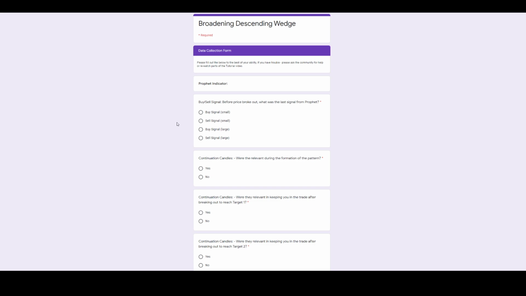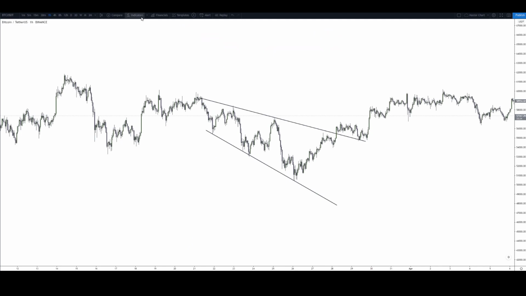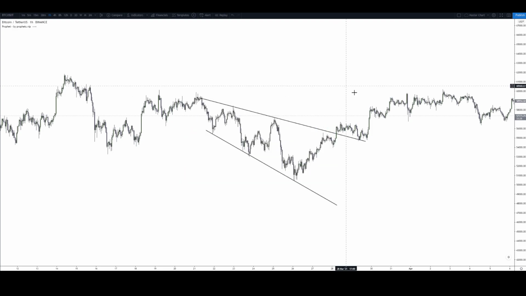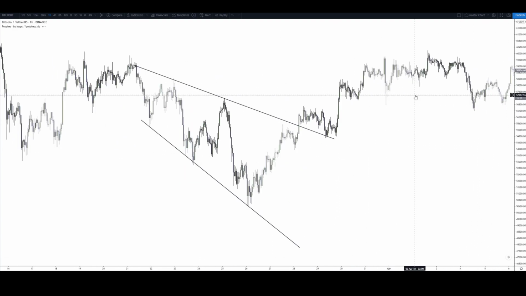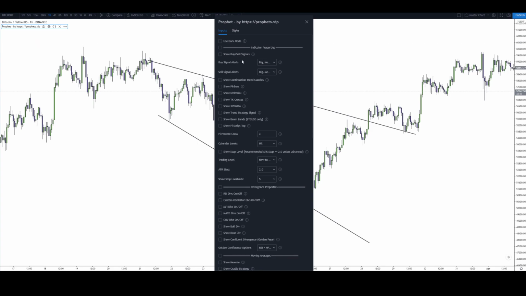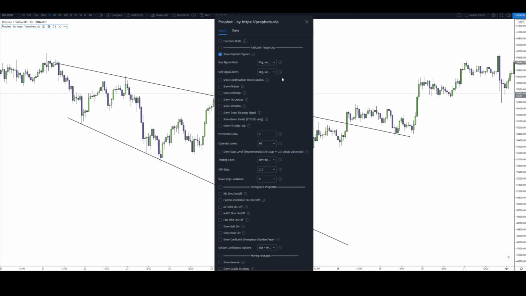Cool. So we've mapped our broadening descending wedge out, and now we're going to cross-reference the indicator profit. Right. So we'll go and apply it to our chart, indicator, just profit. Here we go. Cool. Choose the buy and sell signal. Actually, there's a new option on that. So we need to make sure we've got this one here selected so it shows all buy signals. And maybe choose all sell signals there as well if you like.